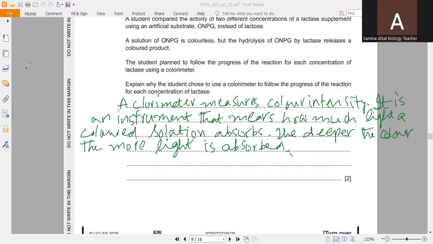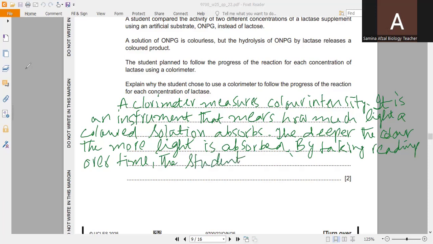Second point we can write as: by taking readings over time, the student can track the increasing absorbance.